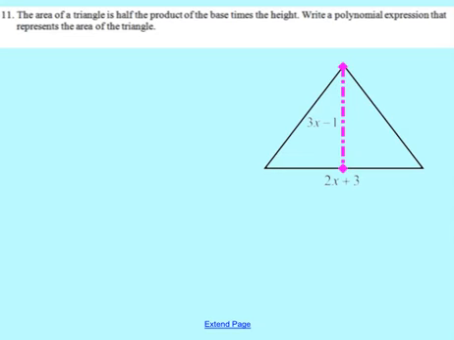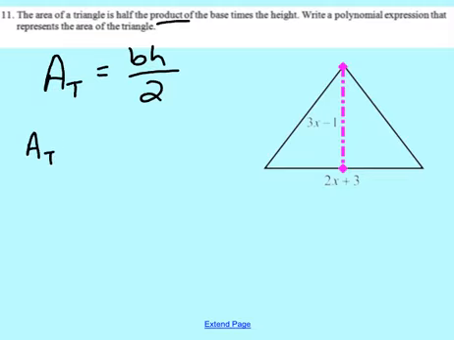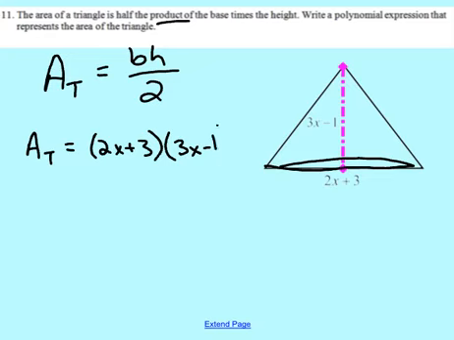Then the last one. The area of a triangle is half the product of the base times the height. What that means is area of a triangle equals half the product, base times height, divided by 2. I like to write it that way. So we're just going to do the area of the triangle equals, well, this is the base, 2x plus 3. And then the height is 3x minus 1.